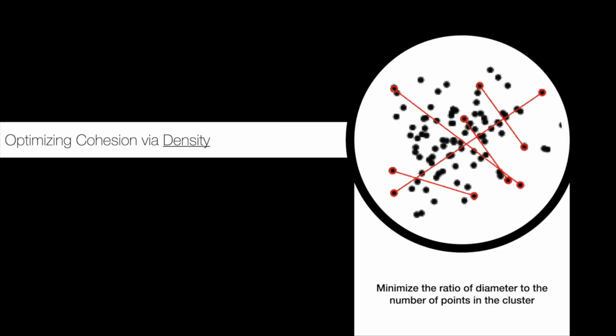The last cohesion metric we'll talk about is density, where we define density as the ratio of the diameter of the cluster, so the maximum distance between any 2 points in this cluster, over the number of points in the cluster in total. Ideally you want these tightly packed clusters that have many points in them, and the maximum distance between any 2 points is small.